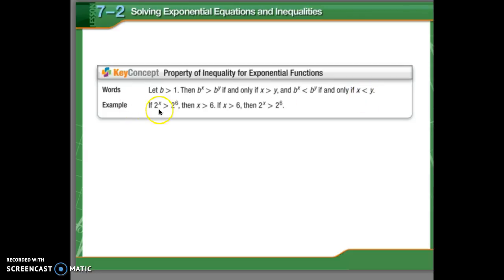So for an example, if 2 to the x power is greater than 2 to the 6 power, that means x has to be greater than 6. And also, therefore, if x is greater than 6, then 2 to the x power would also be greater than 2 to the 6 power.